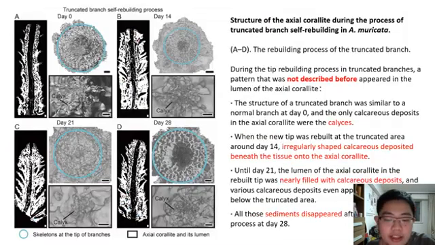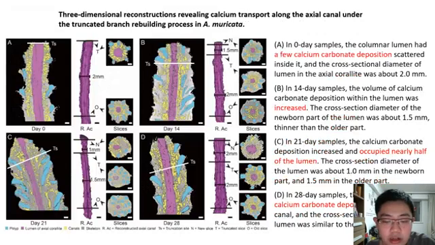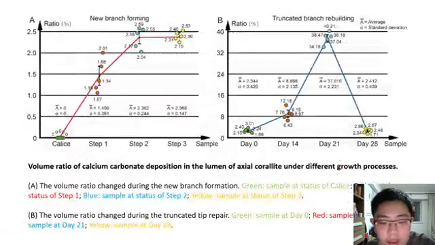Furthermore, the diameter and volume changes of the exocanal in truncated branches during rebuilding processes were calculated, revealing that the volume ratio of calcareous deposits in the exocanal exhibits significant increases within the first 3 weeks, returning to levels in the in-situ state in the following week. This work demonstrates that calcium carbonate can be stored temporarily and then remobilized as needed for rapid growth.